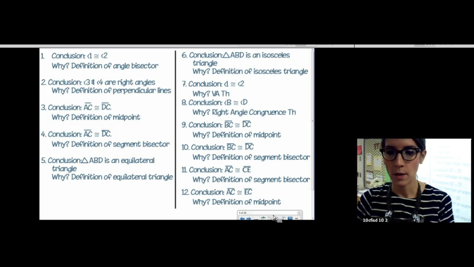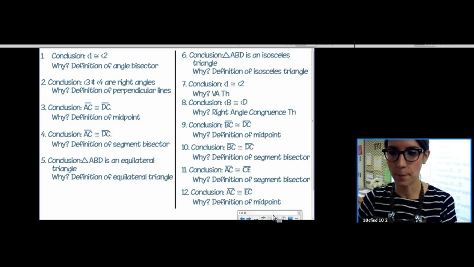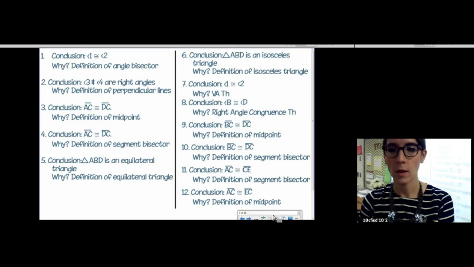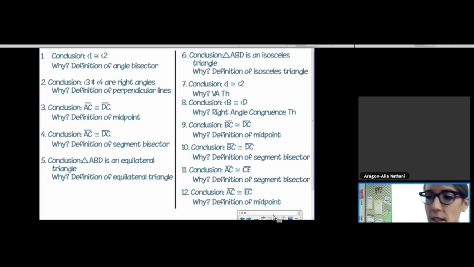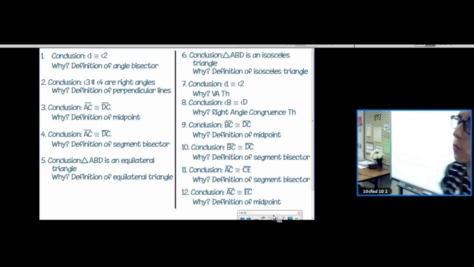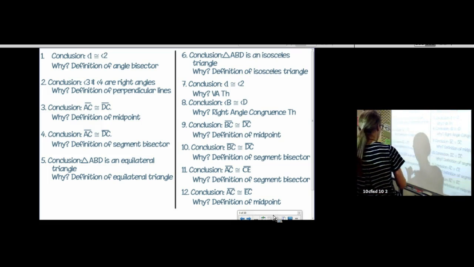All right, so here's the homework answers for drawing conclusions. Page 1 of answers. Okay, so I was asked on number 2 why not to use right angle congruence theorem.